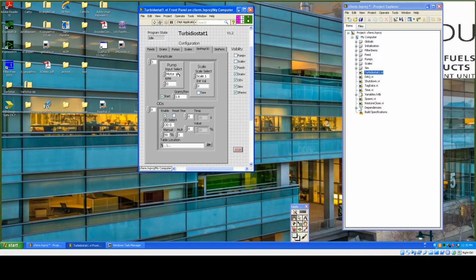We go to the drain pump. We're initializing it at 0. It's using motor 1 and scale 1, and it's only pumping out 1.8 grams per revolution. What we're doing here is saying, well, these pumps should be matched, but they're not going to be exactly matched. And of course, there's no more there.